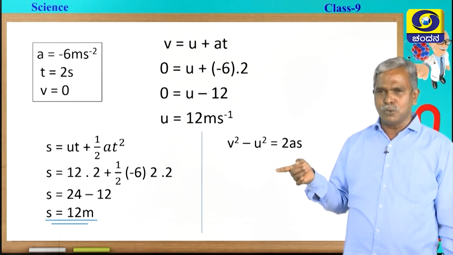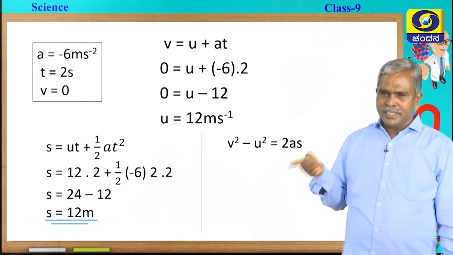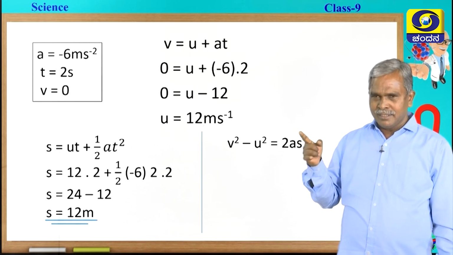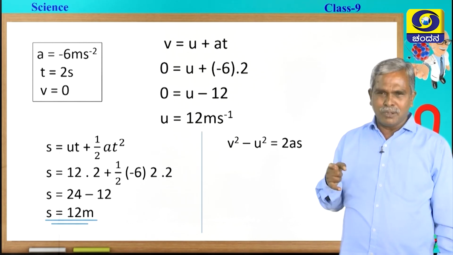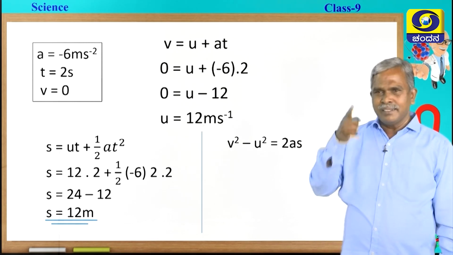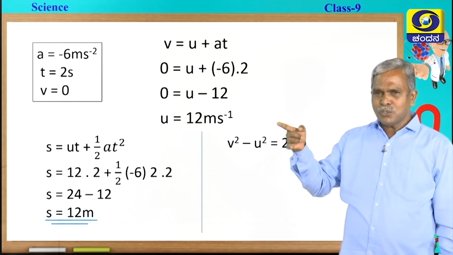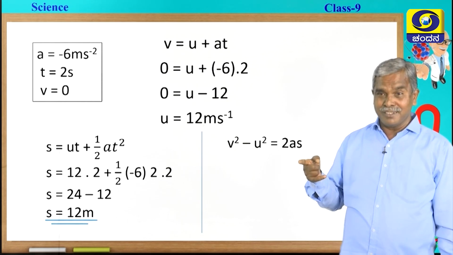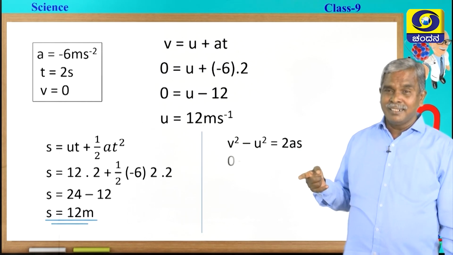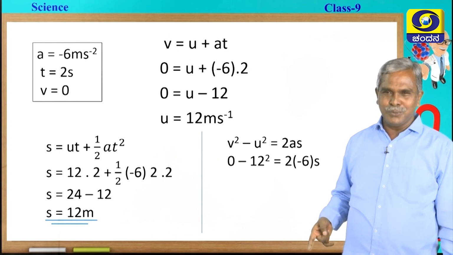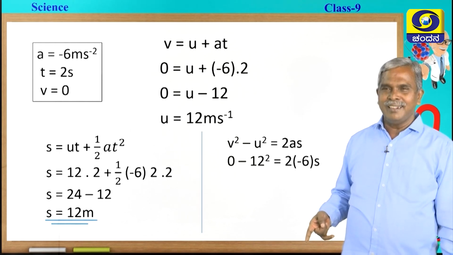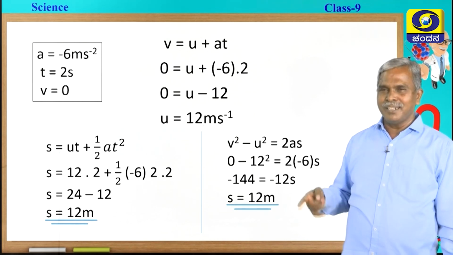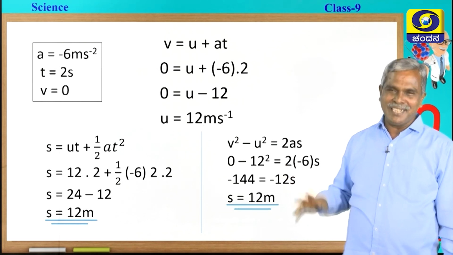For curiosity, shall I make use of v square minus u square is equal to 2as instead of s is equal to ut plus half at square? Is v given? Yes, given. Is u given? Yes, just now we found out. Is a given? Yes, a is also given. What should you find? s. Yes, you can use even v square minus u square is equal to 2as properly. Now, substitute the values for u, v, a and try to find out s. With all fundamental operations, if you proceed, you will get s is equal to 12 meter.